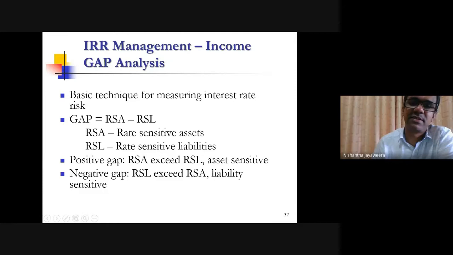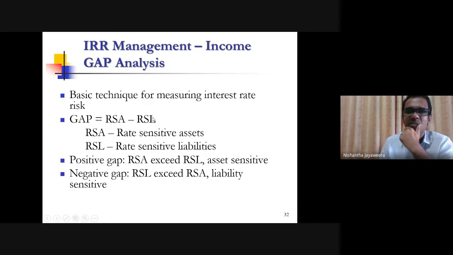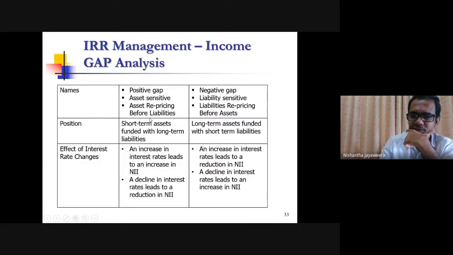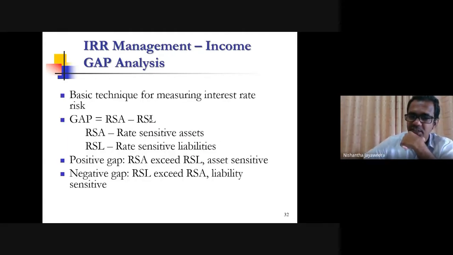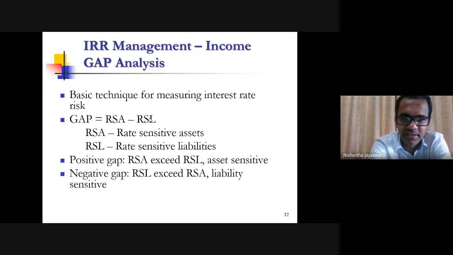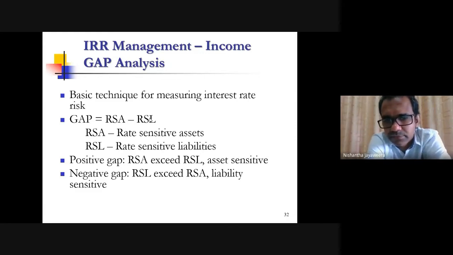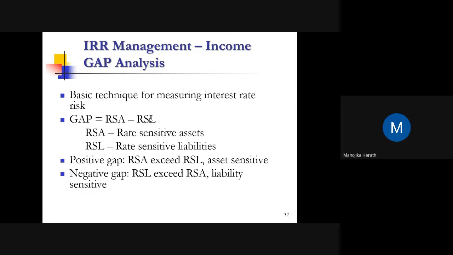What does it say here? RSA exceeds RSL. So that means rate sensitive assets are high, and the amount of rate sensitive liabilities is low. Then what would happen? What does it mean? Any other answers? When we have more rate sensitive assets than rate sensitive liabilities, our interest income is higher than the interest expenses. So that is favorable. Why?